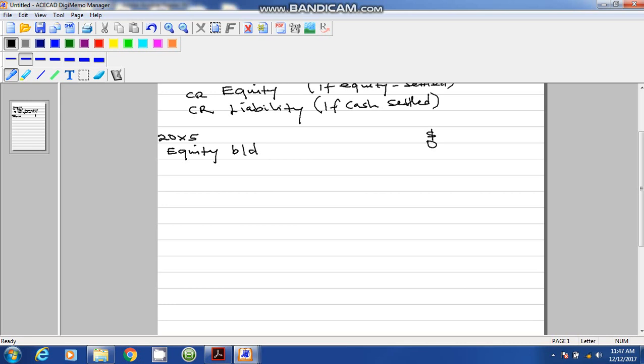What we compute always is the closing balance. The expense for the year is a balancing figure, so we do not know the expense to take to profit or loss. So we compute the equity carried down, which is the closing balance.